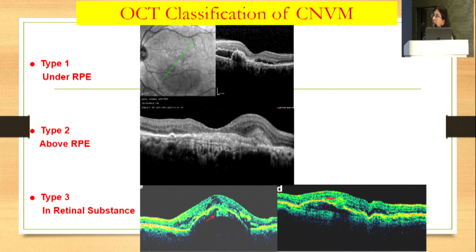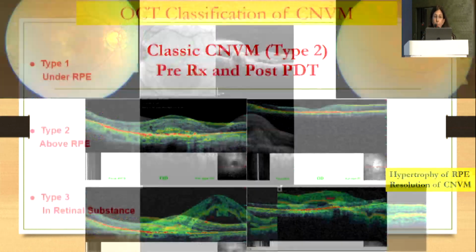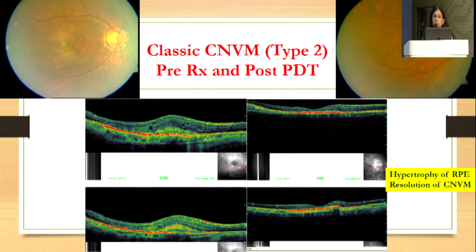And type 3, which is basically RAP lesion. So here you will see the lesion extending from the retina going into the choroid at times. So at times, not always, but at times you can see it very clearly. So OCT is very important in follow-up and seeing the outcome.